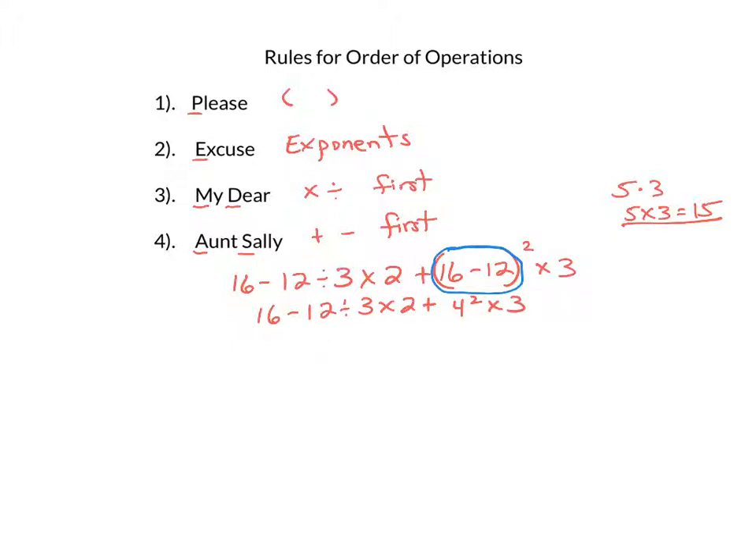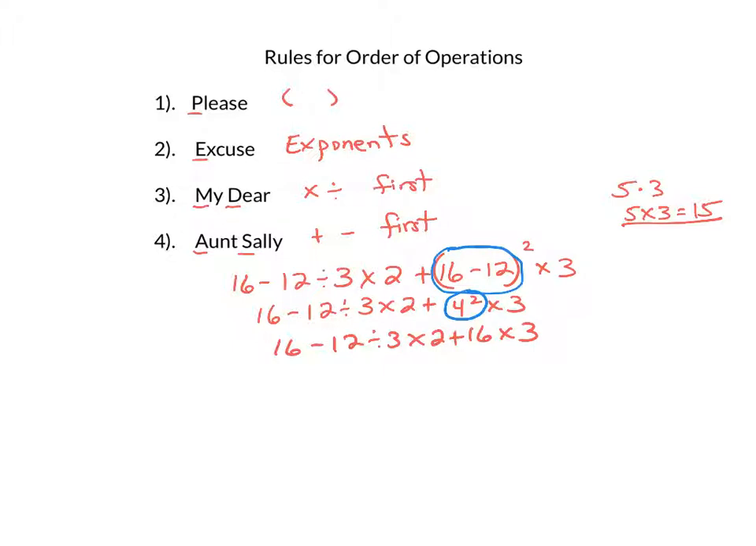Next I have to do whatever is exponents, because I don't have any parentheses left. So I'm going to do 4 to the second power, and then I'm going to recopy what I have. 4 to the second power means 4 times 4, which is 16. So the ending of that is 16 times 3.